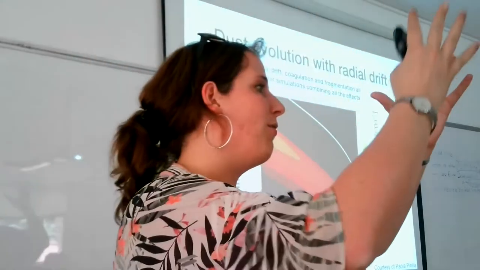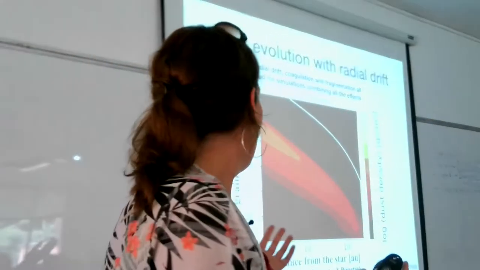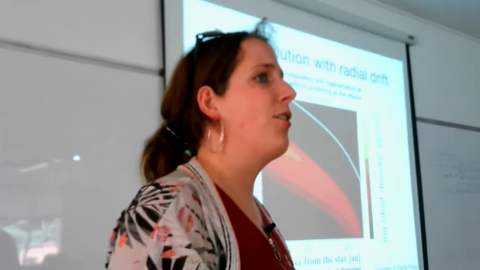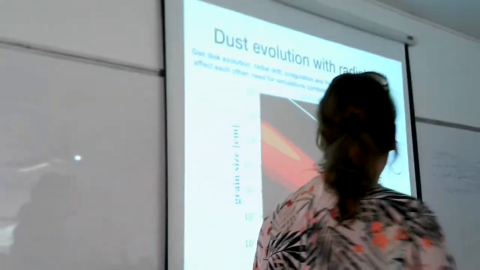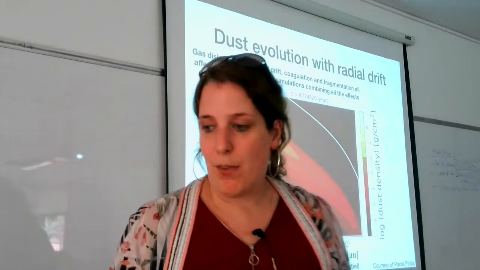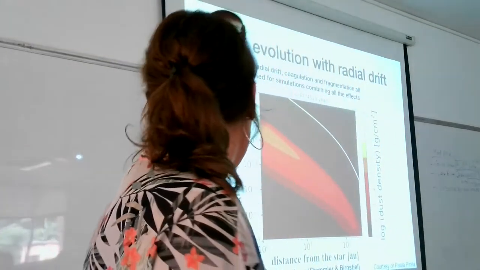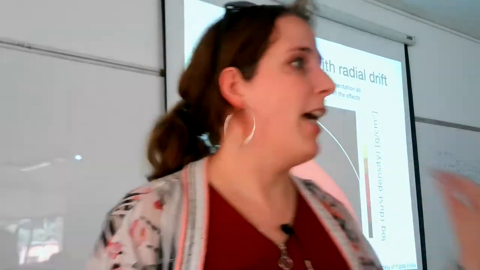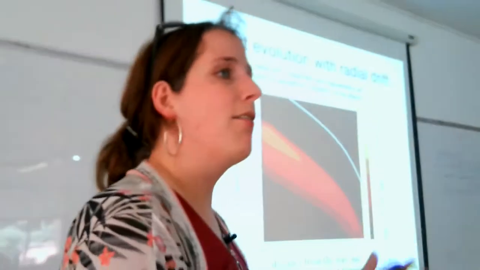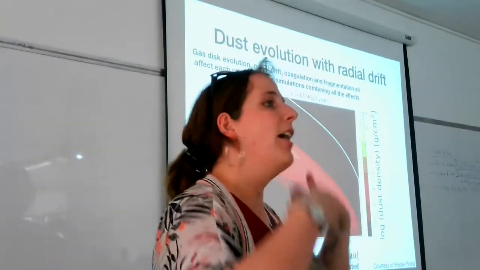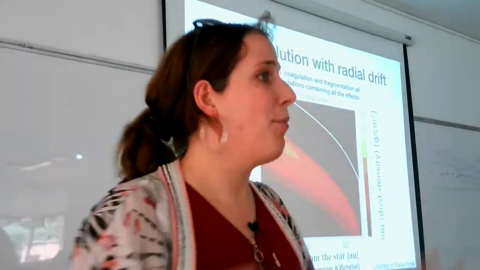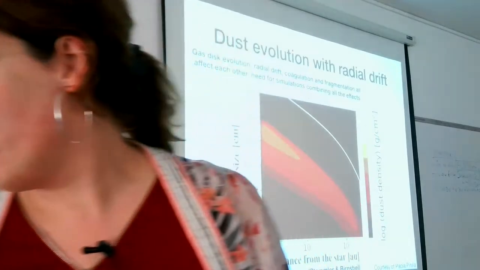Dust particles go inwards, and then many of them get lost onto the star, and only a small fraction of the dust grains remains. If you want to play with this yourself, there is this DustPy package available on GitHub where you can essentially set your gas distribution and calculate what happens to your grain size distribution.